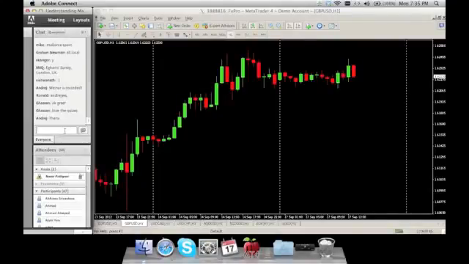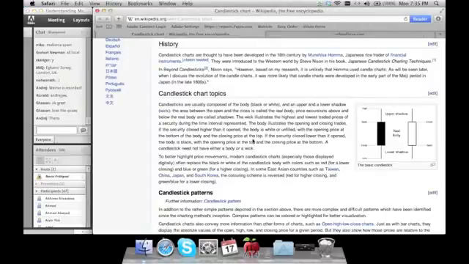Okay, so candlestick patterns. Basic history on candlestick patterns. Candlestick patterns were developed in the 18th century by this man over here. He was a Japanese rice trader of financial instruments. And then it was brought to the Western world by Steve Nison with his book, Japanese Candlestick Charting Techniques.